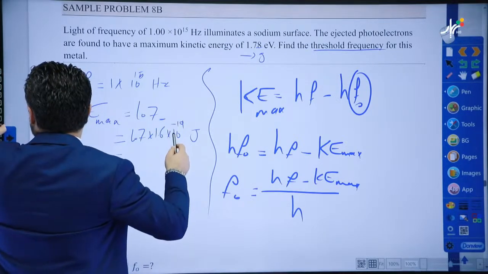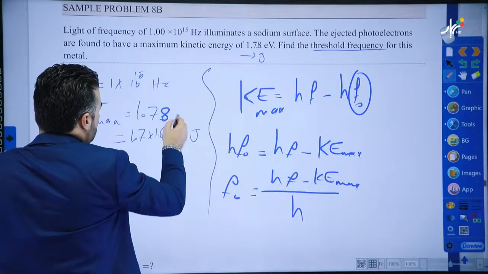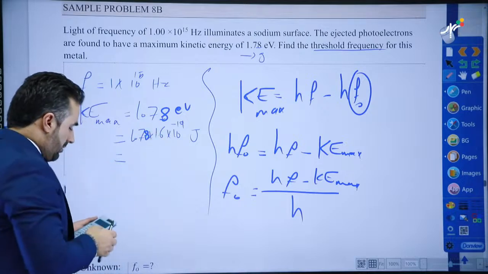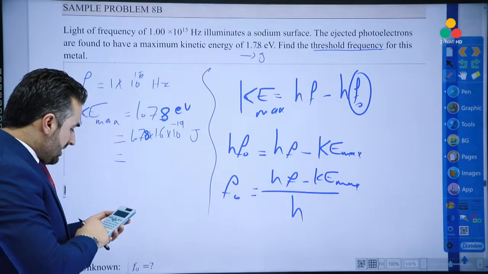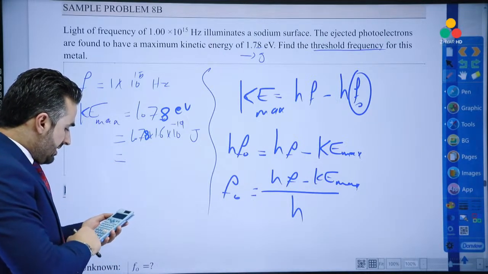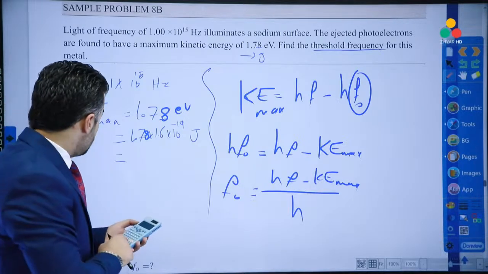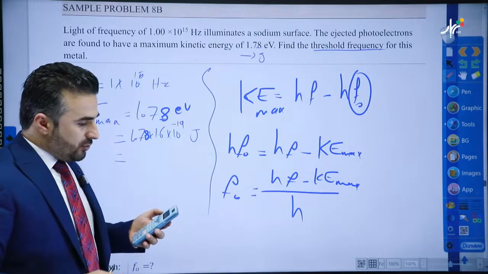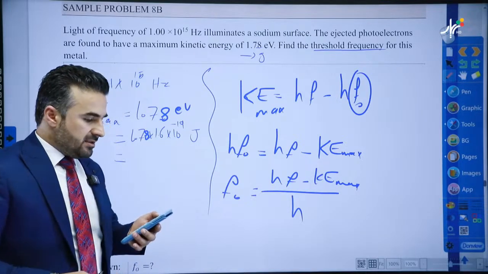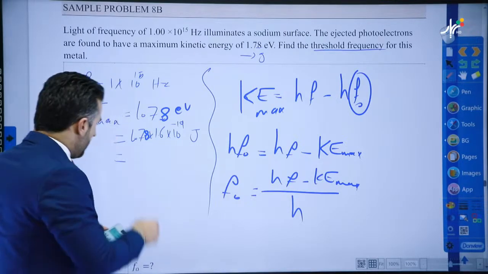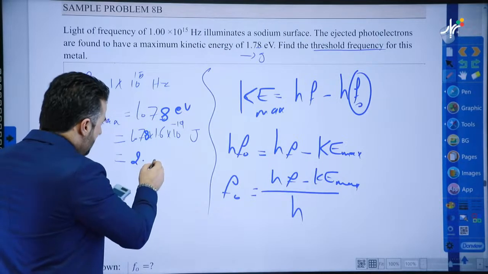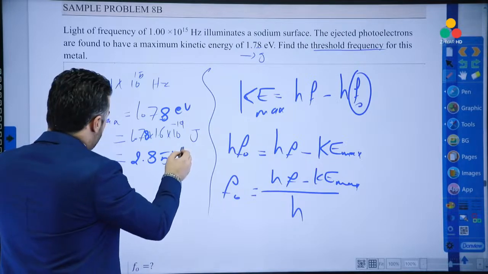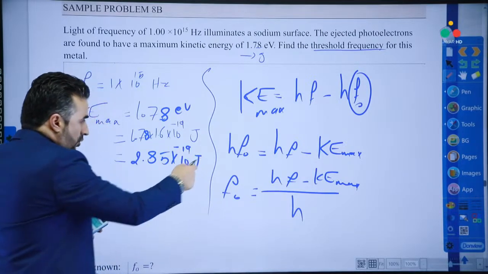So let's write 1.78, and then that is electron volt. So we'll have to write the 8 here so that we get the correct answer. We'll say 1.78 multiplied by 1.6 times 10 to the power negative 19. That is, of course, 2.848 times 10 to the power negative 19. We can round it up to 2.85 if we want to, multiplied by 10 to the power negative 19 here. That is going to be in joules, don't forget it.